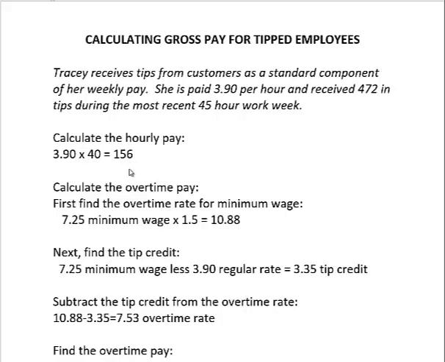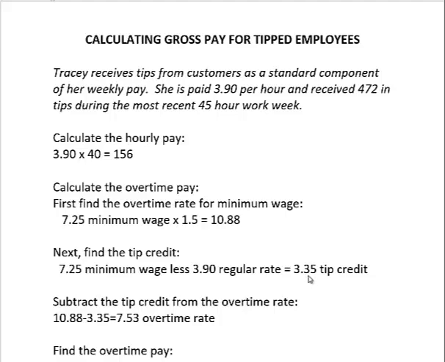Now we have to begin calculating the overtime pay. And the first step in doing that is to figure out what the overtime rate for minimum wage is. So minimum wage is $7.25. If you multiply that times 1.5, the overtime rate for minimum wage is $10.88. Next, we'll find Tracy's tip credit. And to do that, you take the minimum wage and deduct her hourly rate. So $7.25 less $3.90 gives her a $3.35 tip credit.